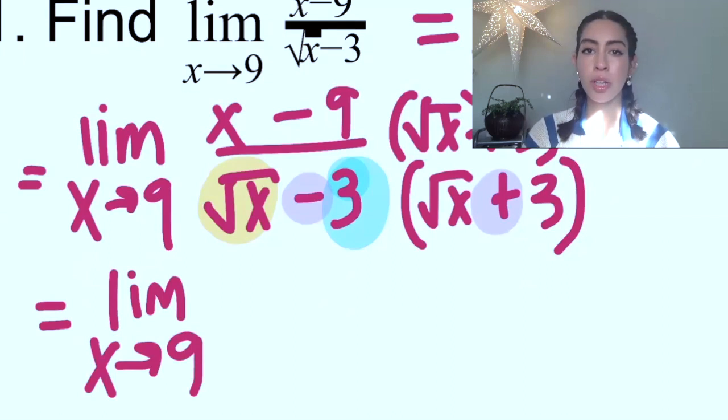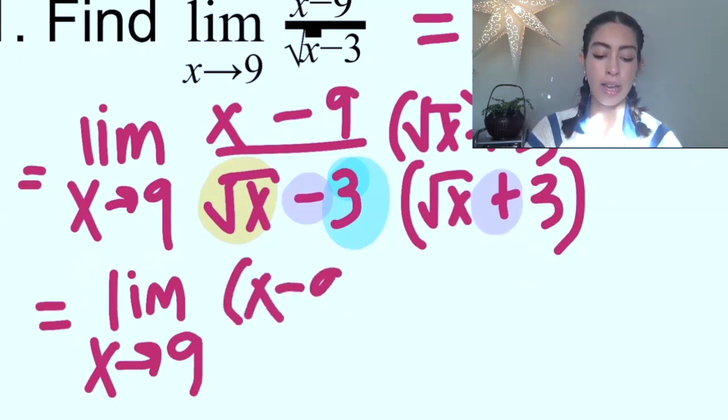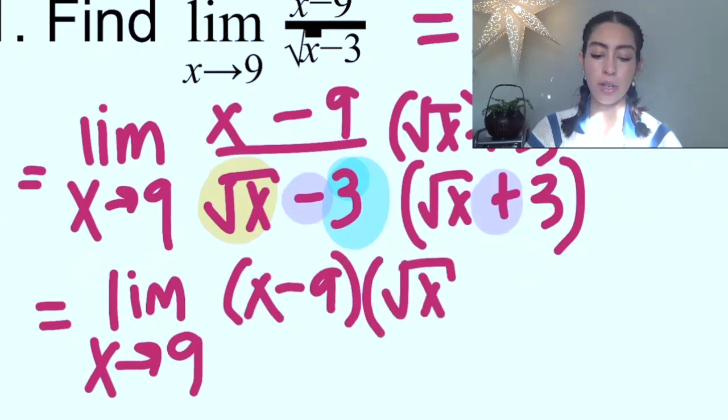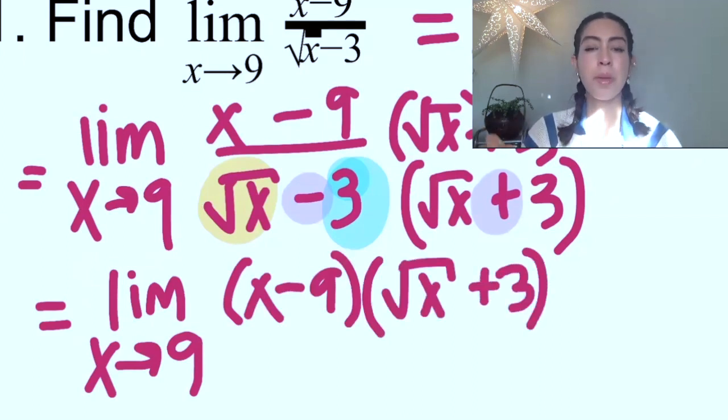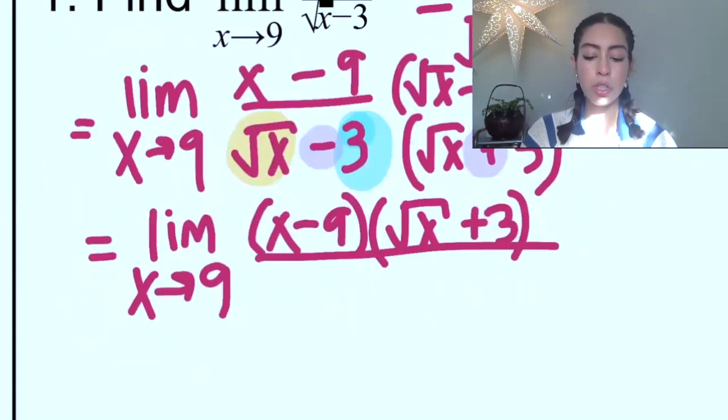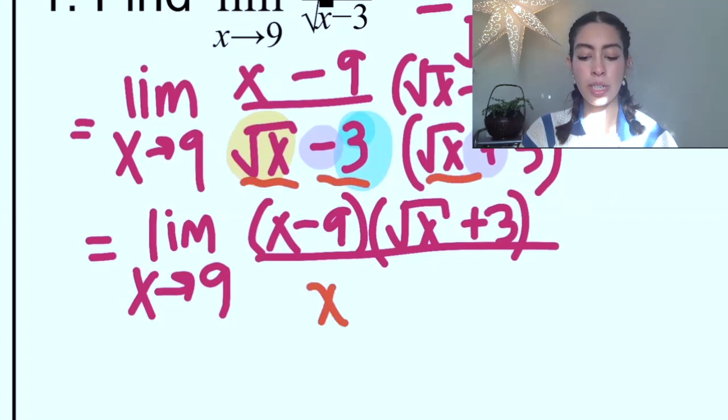I'm not going to worry about FOILing this out, and you'll see why in the next part. So my suggestion to you always is don't FOIL unless you find it's really necessary to. Always try to keep things factored, because then you can easily cancel things out if you need to. Now, when you're multiplying your conjugates, root x times root x is going to give us x. And negative 3 times positive 3 is going to give us negative 9. So we have x minus 9 in the denominator.